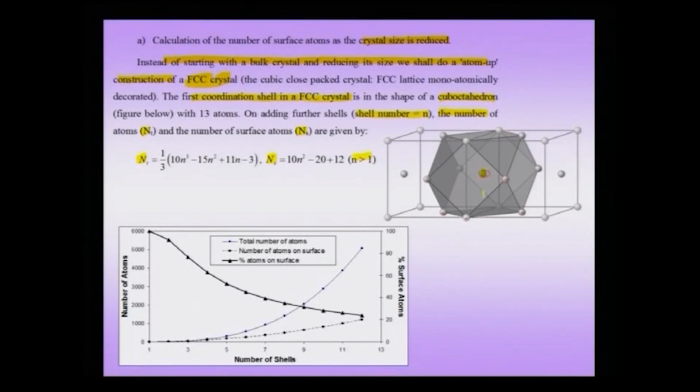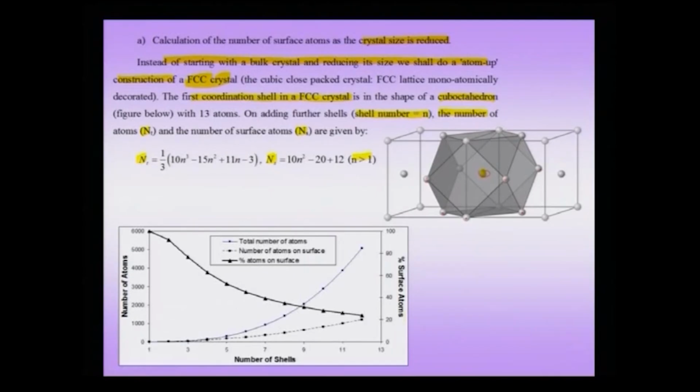So, we will assume that at n equal to 1 all the atoms are on the surface, and as we increase the shell, adding more and more concentric shells, we will see that only a fraction of these atoms actually sit on the surface and the remaining interior atoms will be treated like bulk atoms.